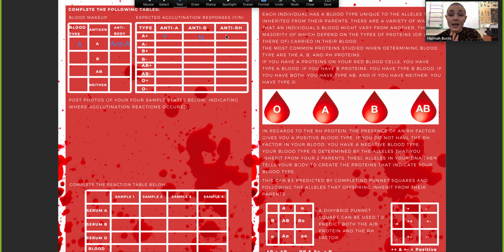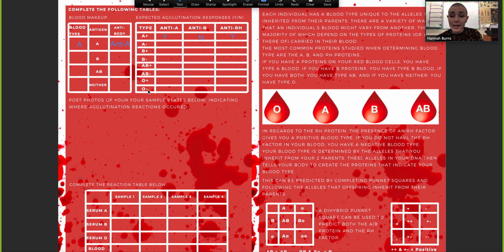And then finally, for the Rh factor, remember this tells me if I'm positive or negative. If I do have the Rh factor, then I'm positive, and if I don't, then I'm negative. So if I have A positive blood, that means I do have an Rh factor present on my cell, which means I would expect a reaction with those antibodies. Remember, those antibodies are looking for those proteins. If they find them, then there would be a reaction. If they don't, then there's not going to be a reaction, which is why I do not see a reaction with the B antibodies, because I don't have a B protein on my cells.